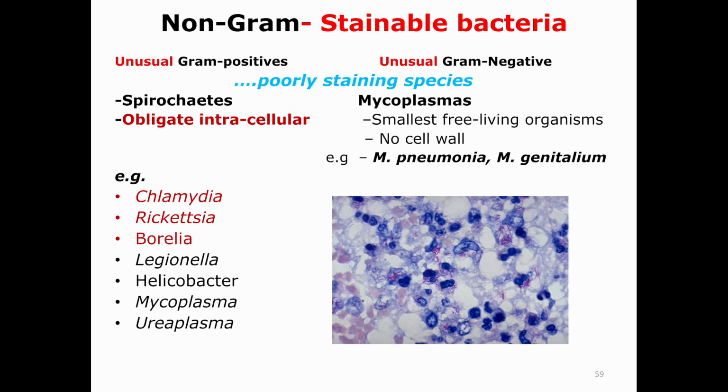If you remember, we said the mycoplasma do not have any cell wall, and because they don't have a cell wall, they are unable to absorb the crystal violet when we apply it. An example of the mycoplasma, you have Mycoplasma pneumoniae and Mycoplasma genitalium. We have other examples: chlamydia, rickettsia, borrelia, and Helicobacter. These are all examples of the poorly staining bacteria.